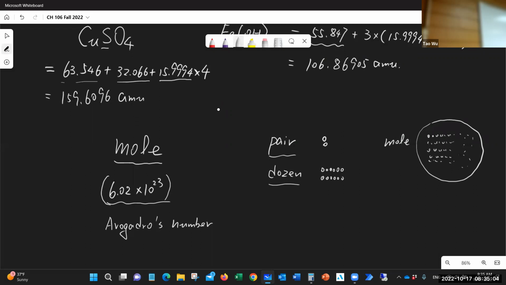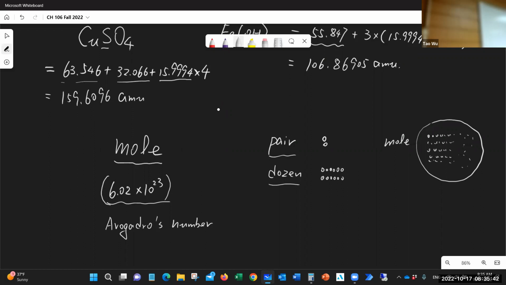Okay. Another imagination: the donut is about the thickness of this, right? If we have 1 mole of donuts stacked together, do you know how long it will be? Go into space. Yeah, it will go into space, but how long do you think? It's about from Earth to the sun and come back. So that's the distance if you have 1 mole of that.